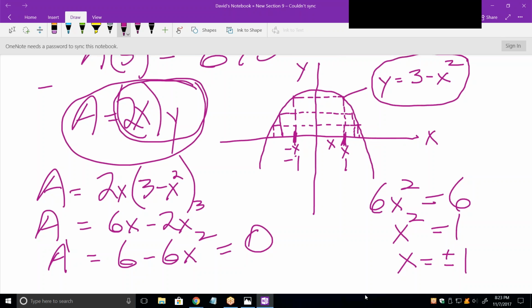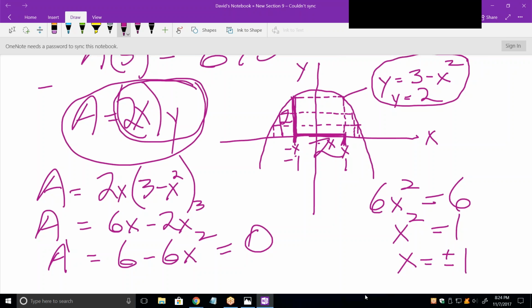So the dimensions of the box are 2 by 2. If x is 1, then this length here is a total of 2. And if I plug in 1 for x up here, I get that y is also 2. And so that's also 2. So it's a square. Which shouldn't surprise one, that a square would be the shape that would give you the maximum area.